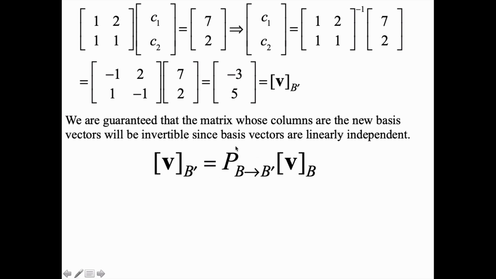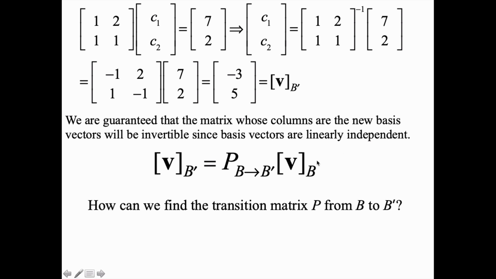So how do you get this transition matrix? And notice, please, the notation of this transition matrix. It's matrix P that takes us from the old basis B to the new basis B prime. That is, it will reveal the new coordinates relative to basis B prime by starting with the old coordinates relative to basis B, simply by multiplying on the left of that vector expressed relative to basis B. So the question is, how can we find that transition matrix P that goes from B to B prime?